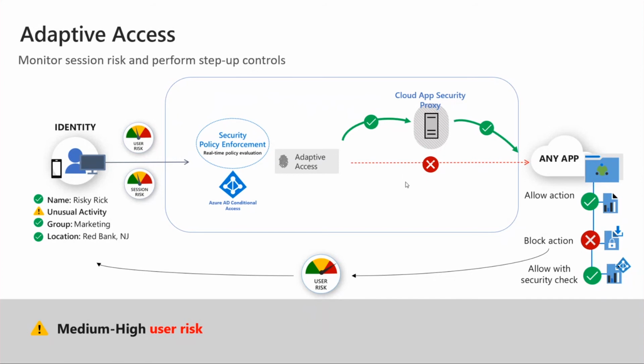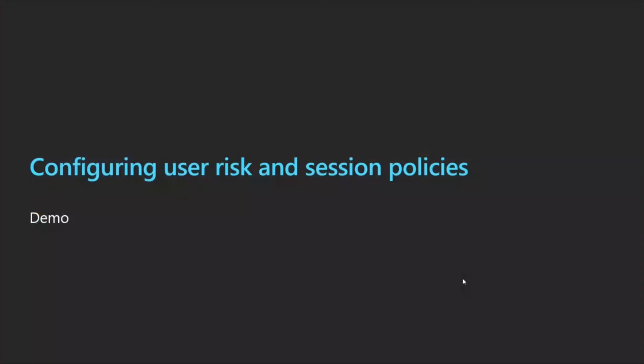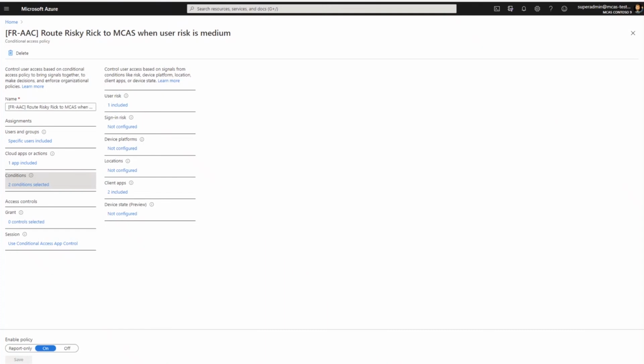So in the next demo, what I will show you are three main components. We'll start with configuring the user risk and session policies. So here in the user admin, I'm logged into the Azure portal under the conditional access policy where I'm routing Risky Rick to Cloud App Security when the user risk is medium. I've already selected Rick and the cloud applications I'd like this to apply to and the conditions involved.